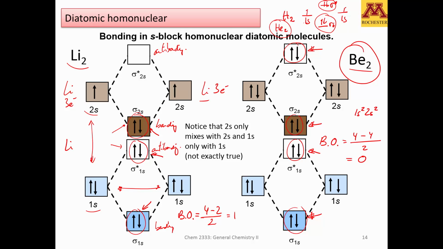There is no bond. This is a simple example of the predictive power that molecular orbital theory has. The same way that we were able to predict that helium-2 did not exist because the bond order was 0, beryllium-2 does not exist either, just by filling the number of electrons on our molecular orbital diagram.